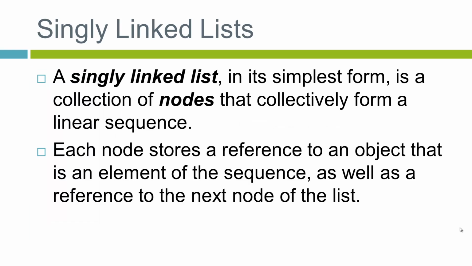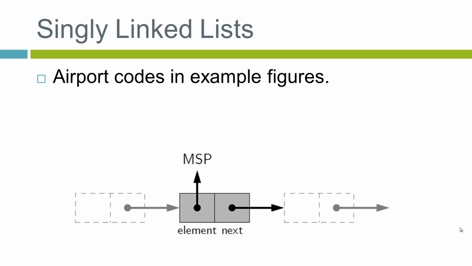Okay, formally and in a general sense, a singly linked list in its simplest form is a collection of nodes that collectively form a linear sequence. Each node stores a reference to an object that is an element of the sequence, as well as a reference to the next node of the list. So if we see this drawn out as just what a single node looks like, we have our element. In this case, we're going to use airport codes as our elements. MSP is the airport code for Minneapolis. And then we have another reference connecting to another node in our linked list. So we can think of this as a bunch of nodes that are linked together by these pointers.